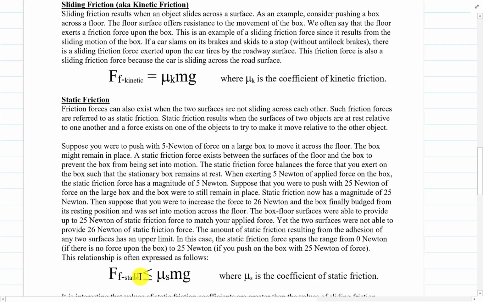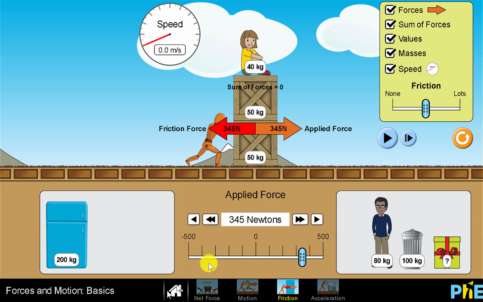So the static friction could be 0 as it started off, and as we pushed harder, this increased. The static friction is less than or equal to a certain amount, and that certain amount in this example is 345. If I add one more to it, it's going to start sliding, because that's the maximum it can go. If I push with 346, this can't, so it starts to slide.